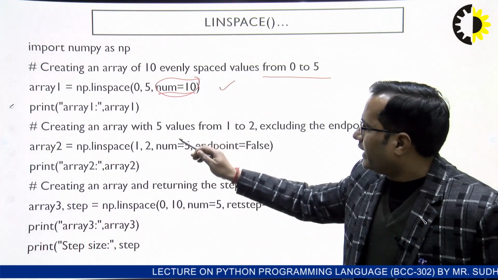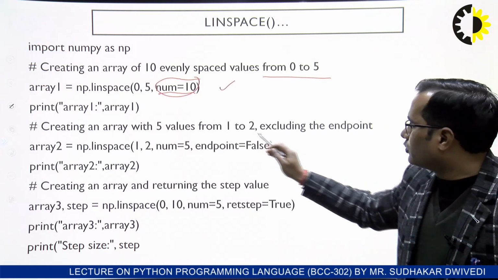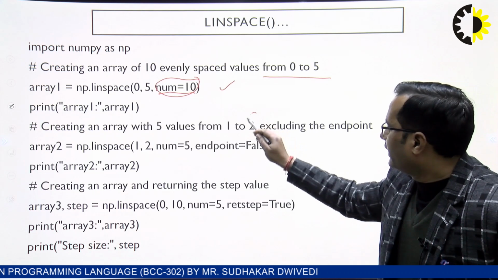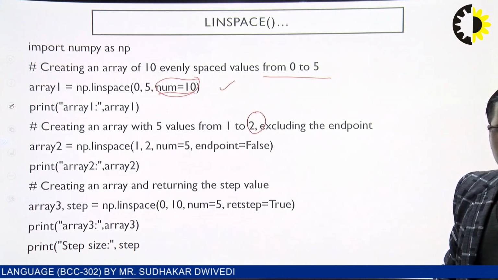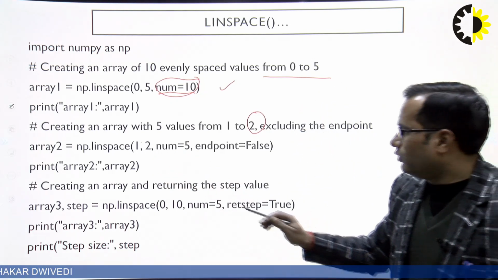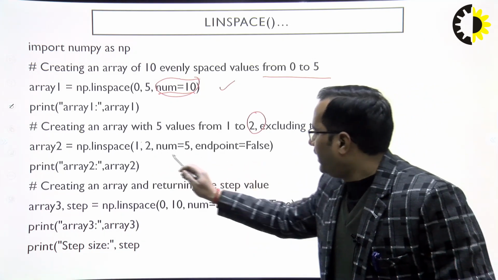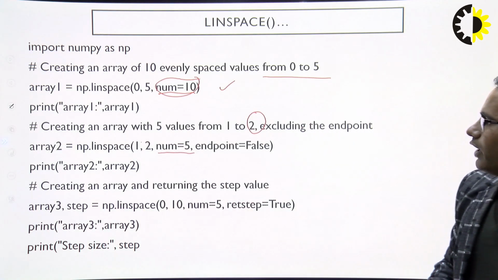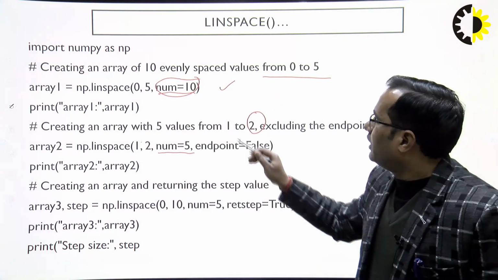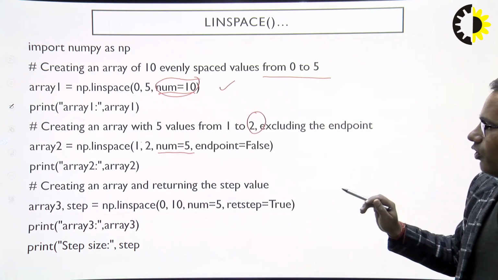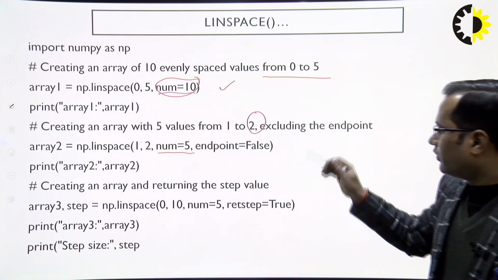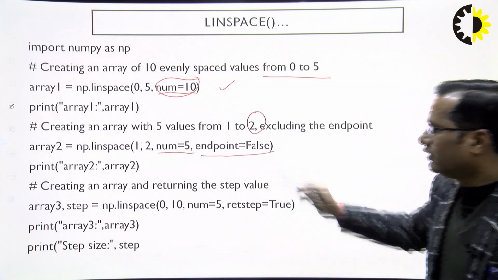Now, if we want to create an array with 5 values from 1 to 2, excluding the endpoint, we do not want to include this 2. So here the values are starting from 1 to 2, and we have provided the value 5 to the num parameter. That means we want to create 5 evenly spaced values from 1 to 2, but we do not want to include this 2. So we have to provide the endpoint parameter as false.